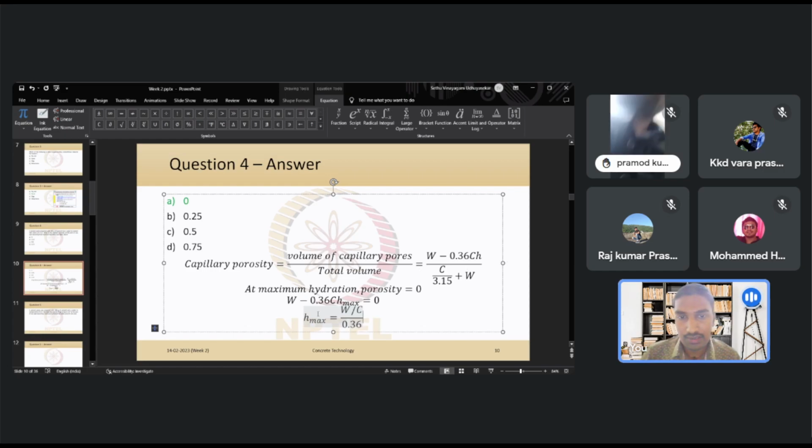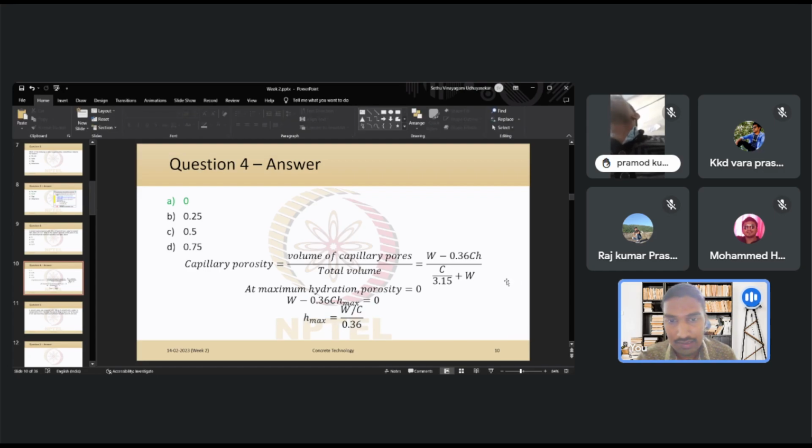So what does this tell us? What is H max? It is the maximum degree of hydration, so it can be at most 1, which means that all the cement that we have taken has hydrated. If your W by C is greater than 0.36, there is enough water present for the maximum hydration to take place. Whereas if your W by C is lesser than 0.36, then the maximum hydration that can happen will be less than 1. So now we have to know what the W by C is, so that we know what maximum hydration is possible.